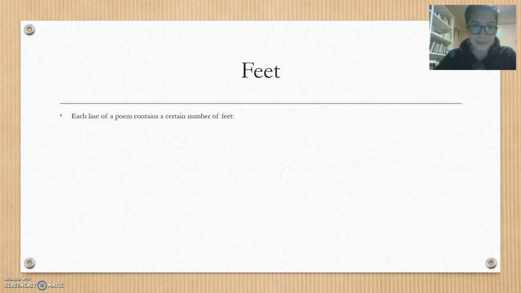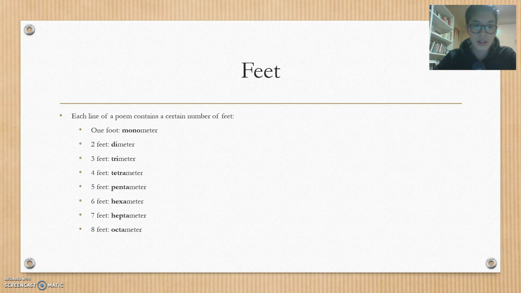Each line of a poem contains a certain number of feet. So again, let's use the example that one line of poetry in a poem contains 4 feet. How would we actually describe that? Well, here are some terms used to describe the number of feet in a line of poetry. If you have a line of poetry with only 1 foot, that is, for example, 1 iamb, or 1 trochee, or 1 dactyl, or 1 anapest, we would call that monometer. Mono meaning 1, and then meter obviously indicating the rhythm. So 1 foot equals monometer.